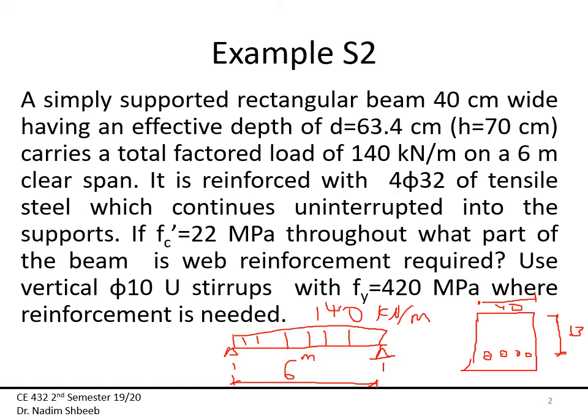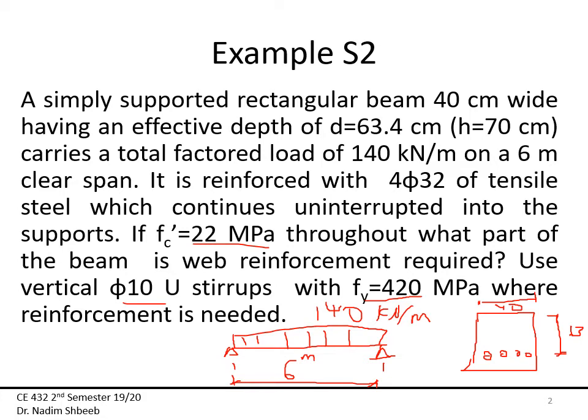F prime C is equal to 22 megapascals. What part of the beam is reinforcement required? Use vertical Φ10 U stirrups, that's what he wants, and Fy is 420 megapascals where reinforcement is needed. Okay, so to start off with something like that, what we usually need to do is find what V ultimate is, right?